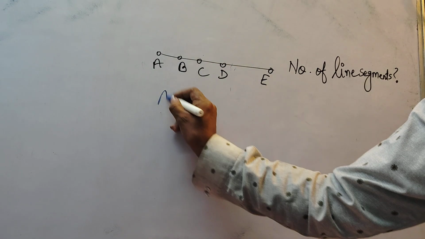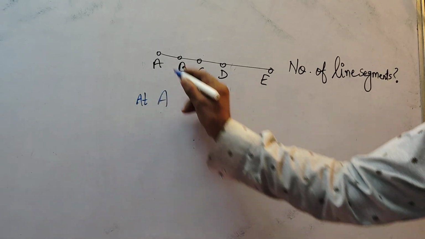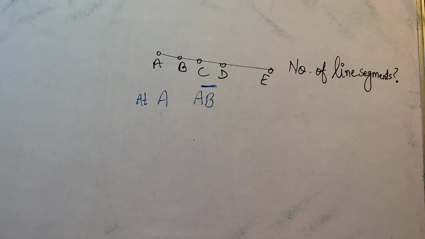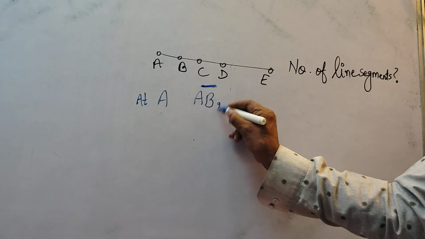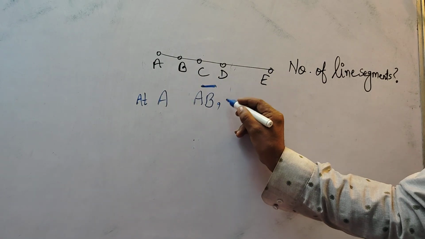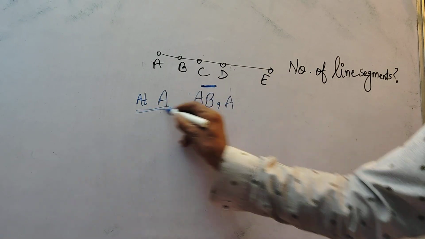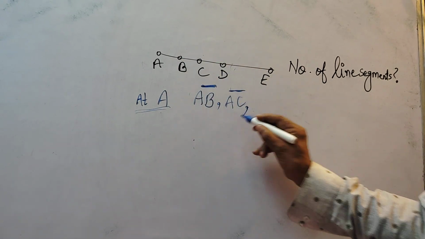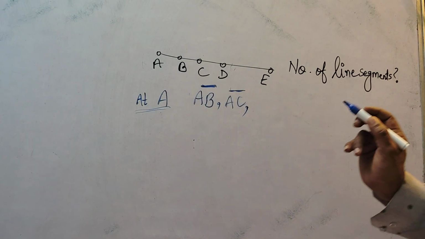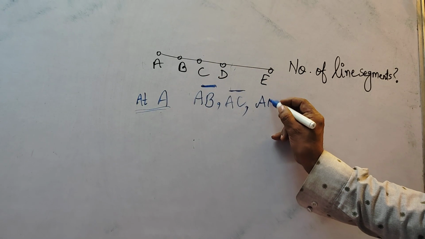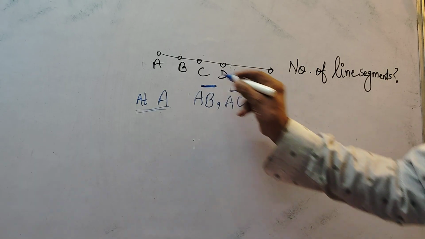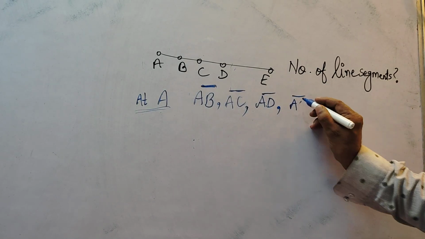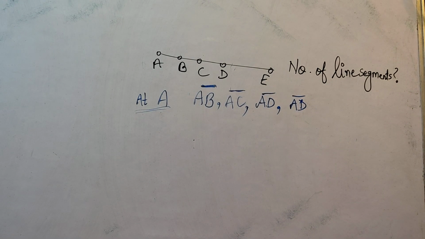So from A, we can say AB is the first line segment. This is the sign of a line segment: AB with a line above it. This is called a line segment. Second one from A: first we start with A, next is AC. Otherwise we cannot find out if any mistake is there. Next is AD, and next is AE line segment. It is read as AD, then this bar indicates the line segment.